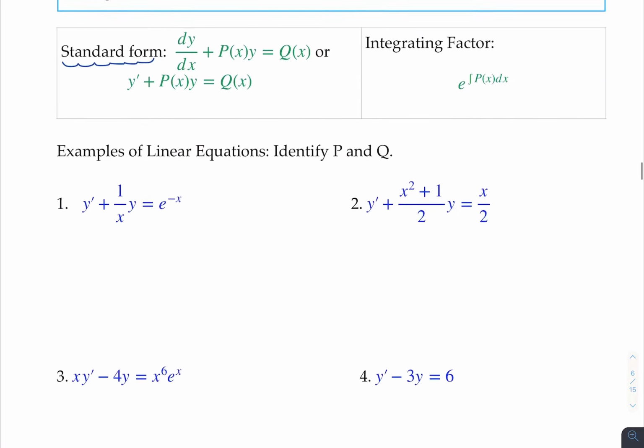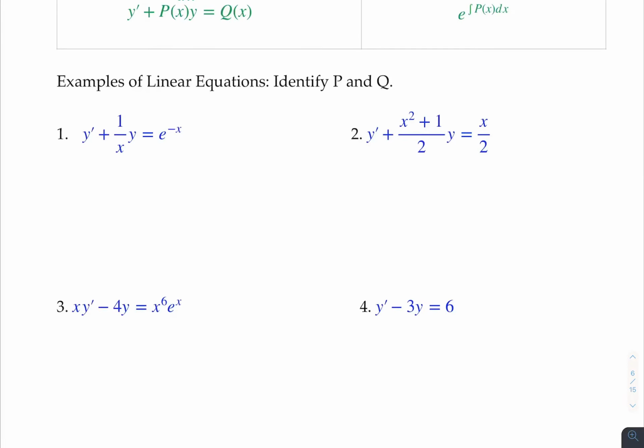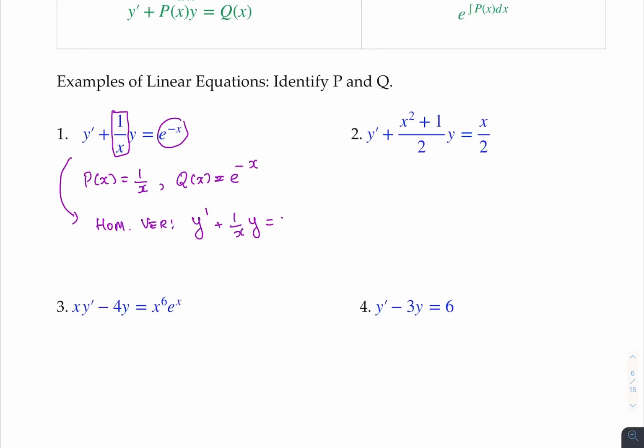All right, now let's take a look at some examples of linear equations. Here's a nice example. Let's try to identify our p's and q's. Here's my p, and here's my q. Therefore, p of x is equal to 1 over x, and q of x is equal to e to the negative x. By the way, this is a non-homogeneous first order linear differential equation. The homogeneous version for this would be y prime plus 1 over x times y is equal to 0.